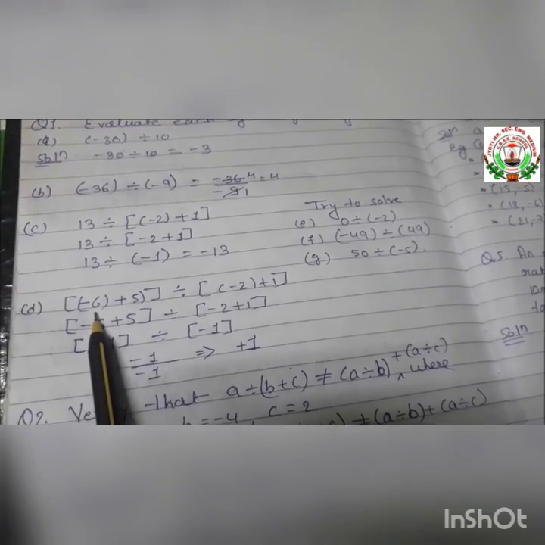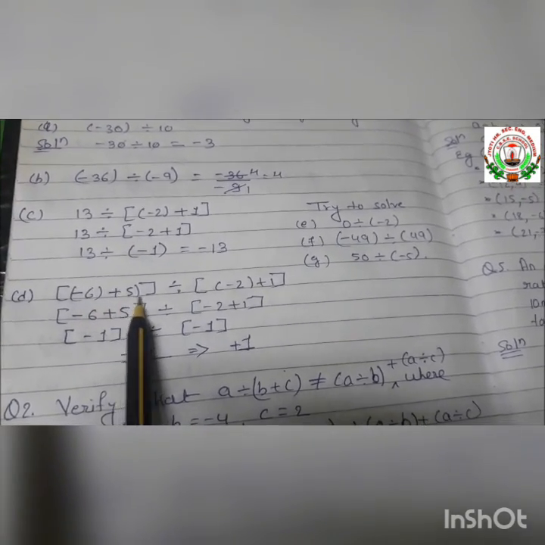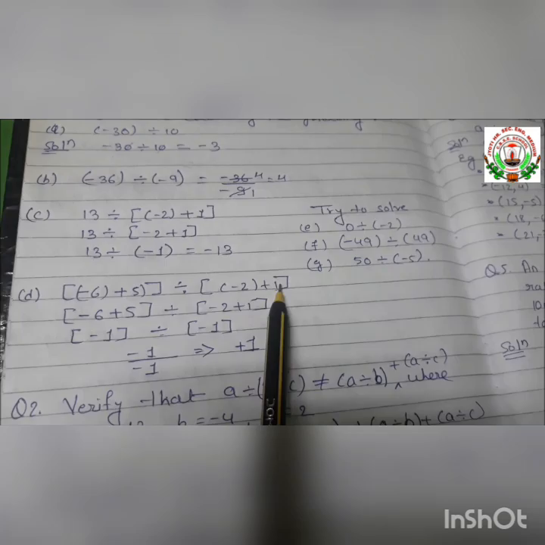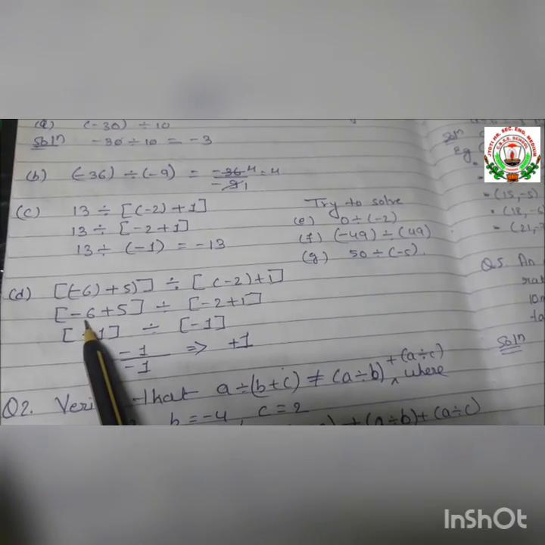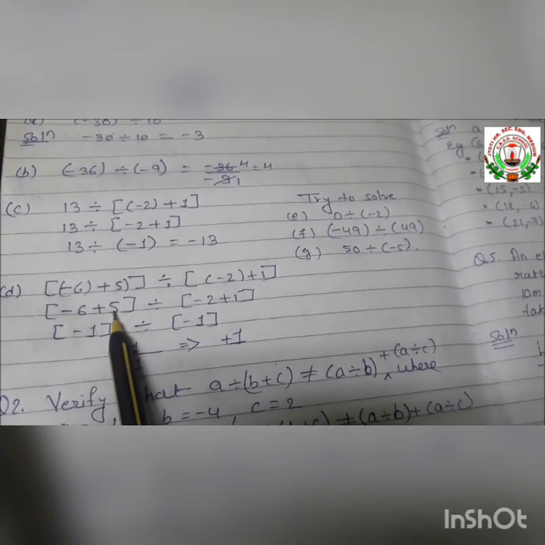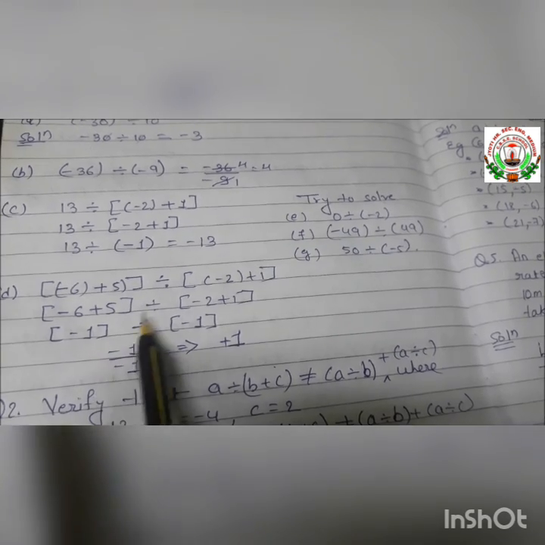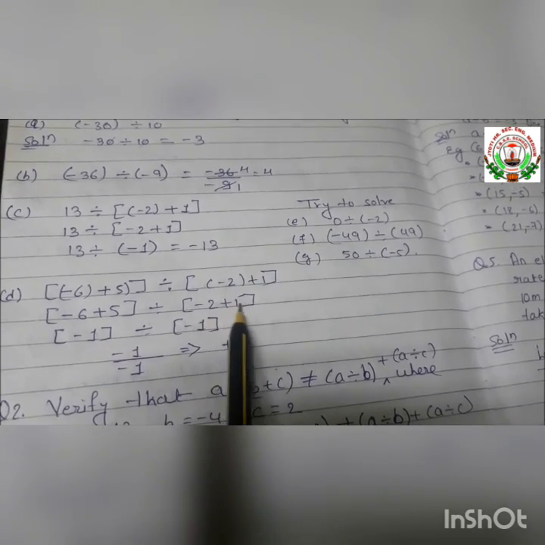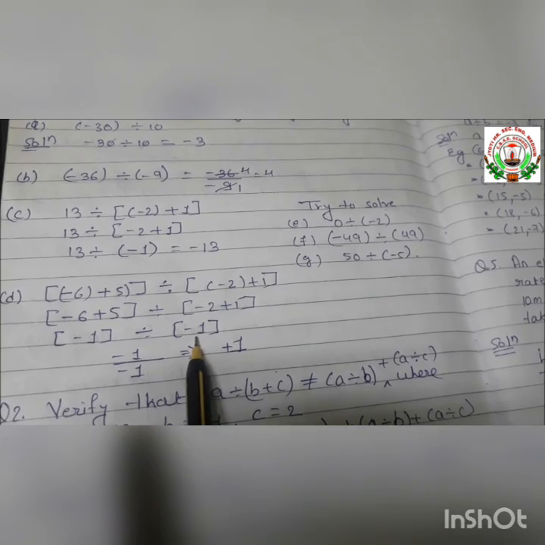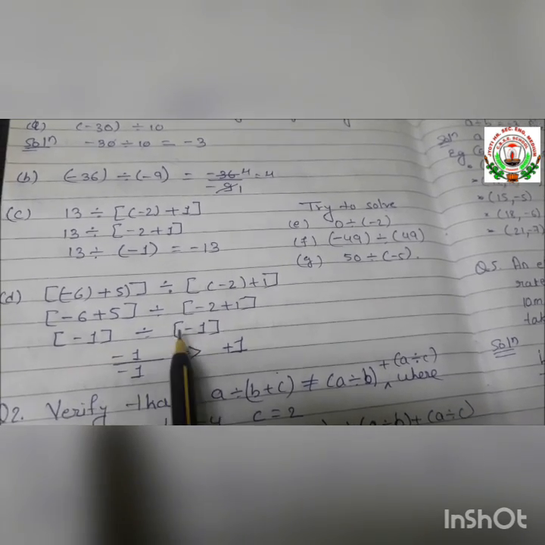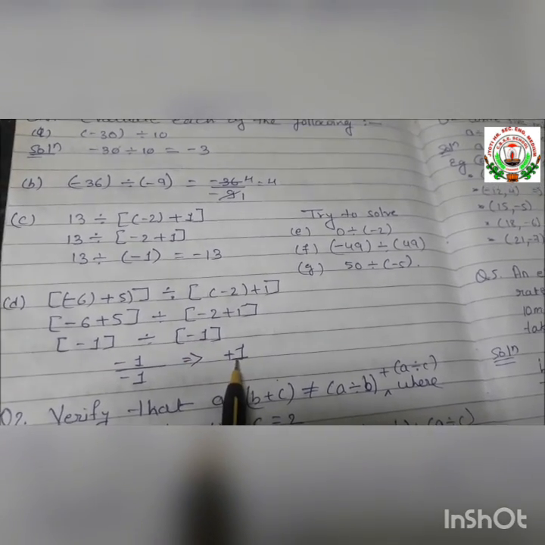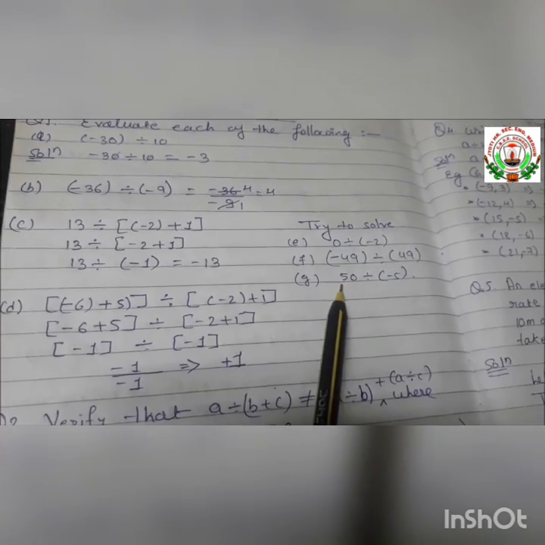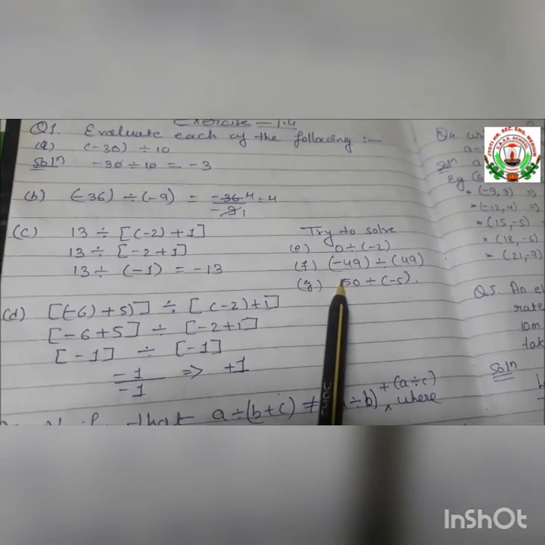D part of the question. Minus 6 plus 5 divided by (minus 2 plus 1). Open the bracket and solve. Minus 6 plus 5, the answer will be minus 1. Divided by minus 2 plus 1, the answer will be minus 1. Now minus 1 divided by minus 1, the answer will be plus 1. Now try to solve these three questions on your own.